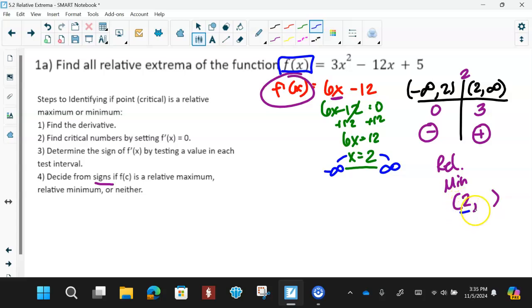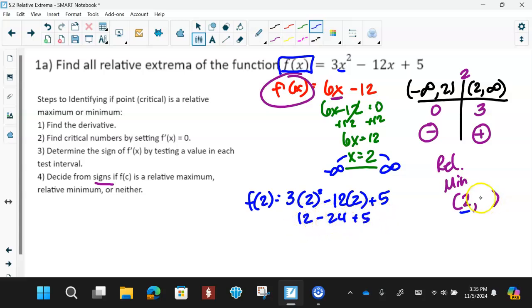So now we're going to plug in 2 into the f of x function. We're going to find f of 2: 3 times 2 squared minus 12 times 2 plus 5. So you get 12 minus 24 plus 5, which is negative 7. So we have a relative minimum value at (2, negative 7). Notice the first steps are all the same.